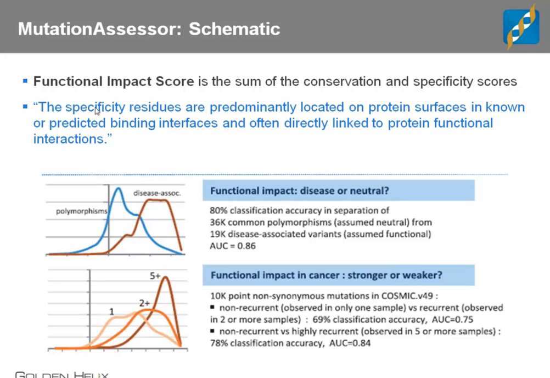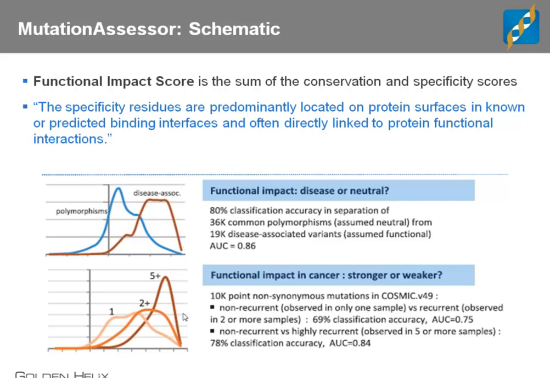And going back to the specificity, they did some additional analysis on that and point out that those residues are predominantly located on protein surfaces in known or predicted binding interfaces, often directly linked to protein functional interactions. So that idea of looking at subfamilies and subfamily-specific conservation is really what's driving Mutation Assessor as being different from the others. They have some nice schematics in the paper that show how, if you look at non-disease polymorphisms versus disease-causing, their score is always shifted higher for disease association.